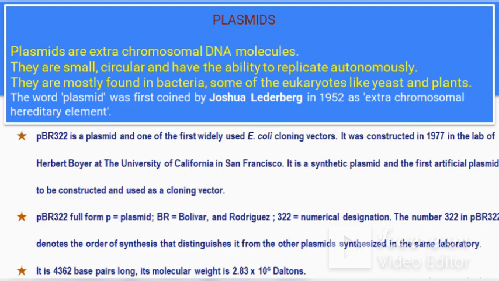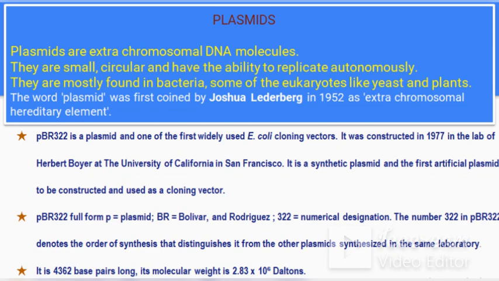Today we are going to learn about the topic pBR322 under the recombinant DNA technology paper. Now, plasmid. What is a plasmid? A plasmid is an extra chromosomal DNA, a small circular and double-stranded DNA molecule that is distinct from a cell's chromosomal DNA. Plasmids naturally exist in bacterial cells and they also occur in some eukaryotes.